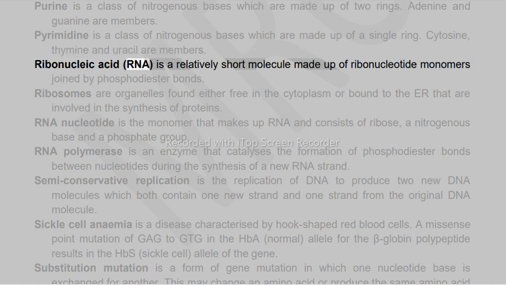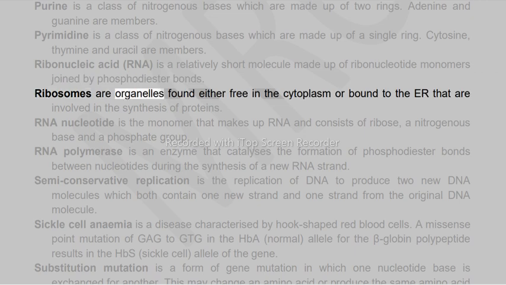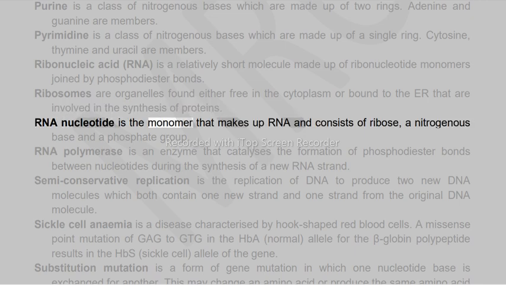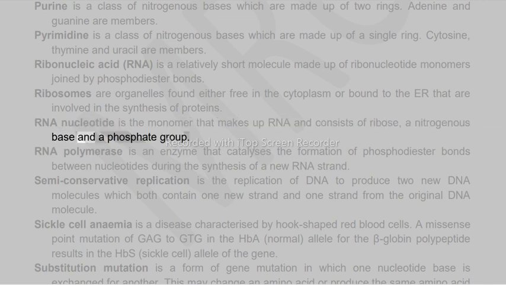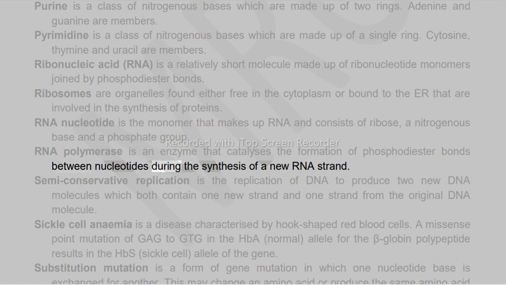Ribonucleic acid, RNA, is a relatively short molecule made up of ribonucleotide monomers joined by phosphodiester bonds. Ribosomes are organelles found either free in the cytoplasm or bound to the ER that are involved in the synthesis of proteins. RNA nucleotide is the monomer that makes up RNA and consists of ribose, a nitrogenous base and a phosphate group.